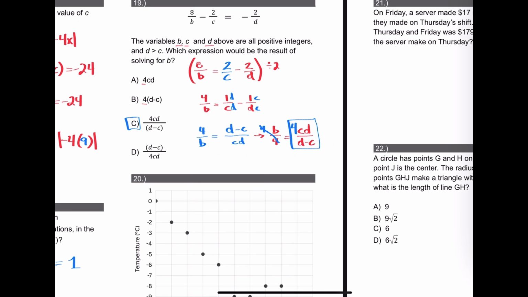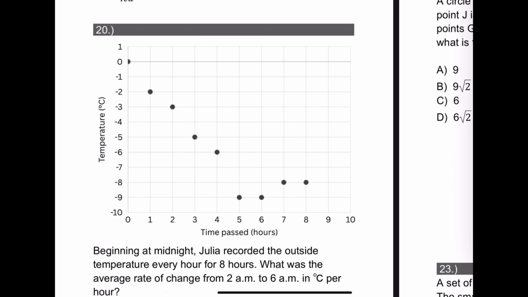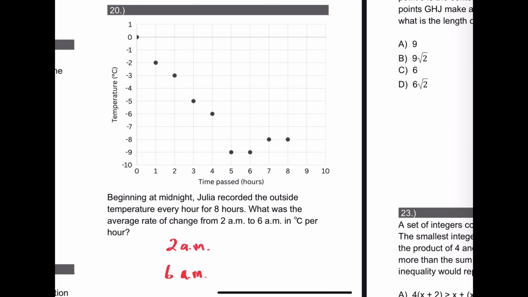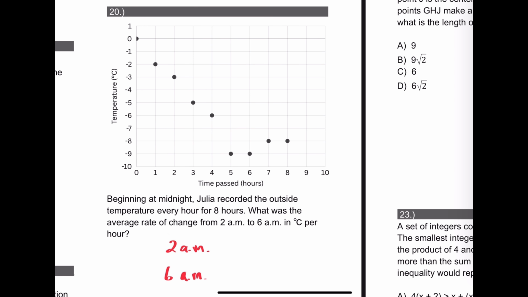Moving on to 20. We got a graph here with temperature and time passed in hours. It says beginning at midnight, Julia recorded the outside temperature every hour for 8 hours. What was the average rate of change from 2 a.m. to 6 a.m. in degrees Celsius per hour? This is 2 a.m. here. This is 6 a.m. there.